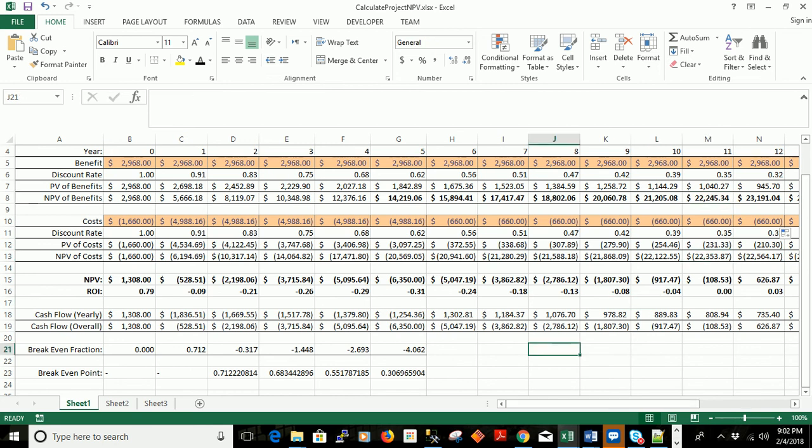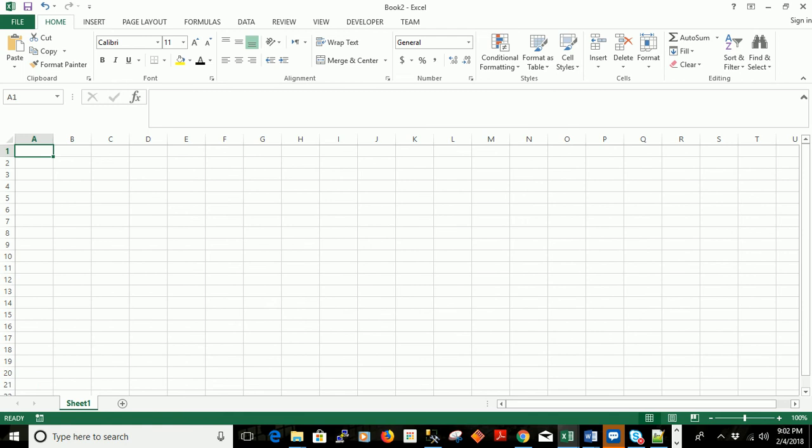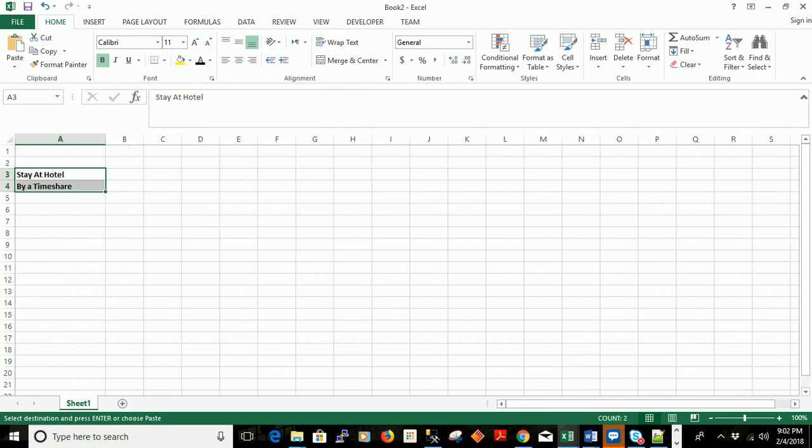Now, the next step, I'm not done yet, right? Because this is just part 1. Now I want to make a chart that compares some of these different options. So I'm going to come up with some factors. First of all, I'm going to list down the left-hand side my 2 alternatives, right? I could stay in a hotel or I can buy a timeshare. I could buy a timeshare for the next 20 years, or I can stay at different hotels anywhere I want for the next 20 years and just pay the market rate.